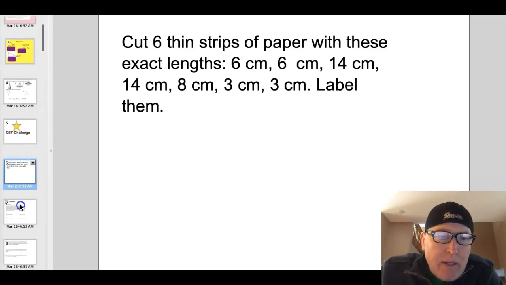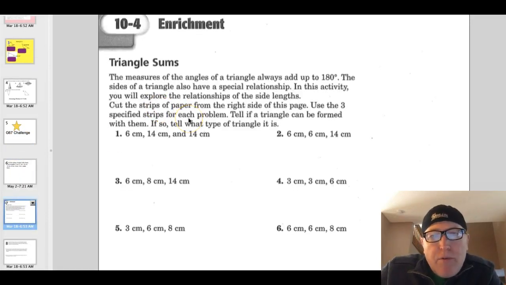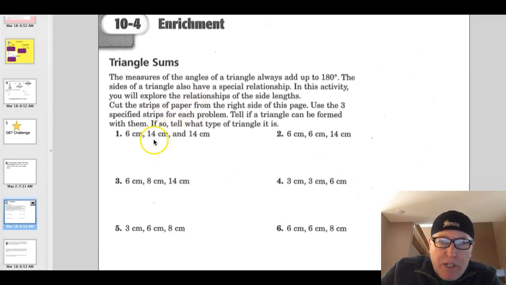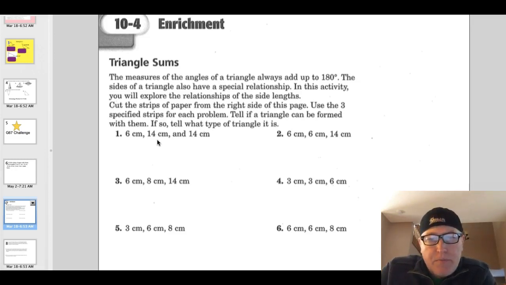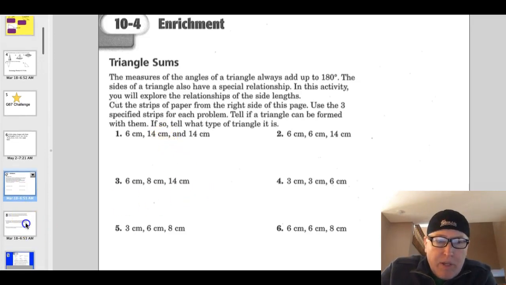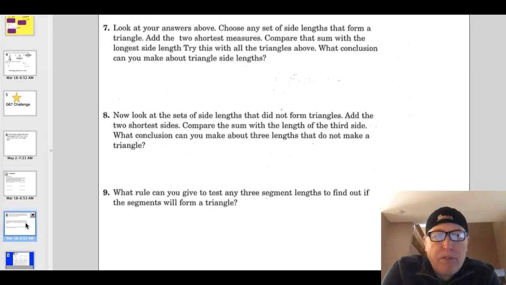Okay, go ahead, and I'd like you to try working through this enrichment page here. Basically, we've already done this top part. You're going to take these 3 and see if you can form a triangle. And if so, tell what type of triangle it is. Classify that triangle. Okay, let you take a look at those. So you would answer these 6 problems and then ponder these 3 word problems as well.